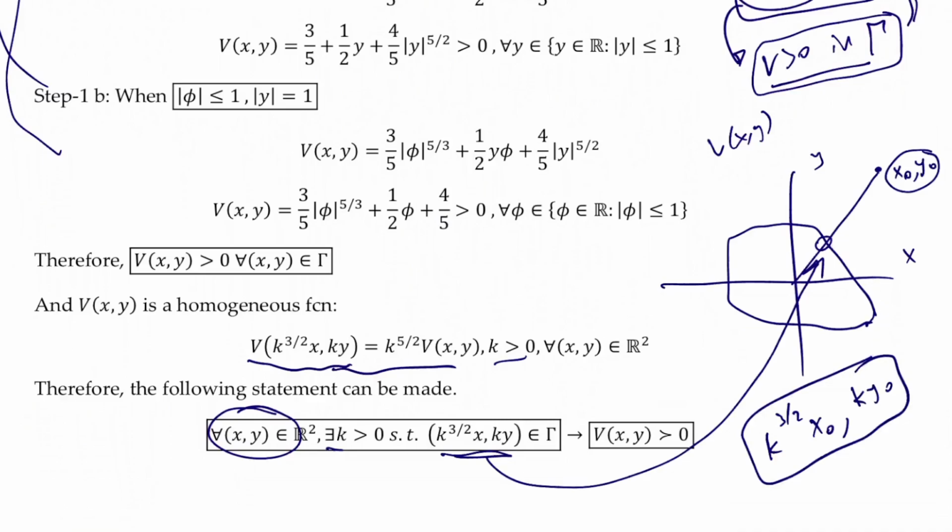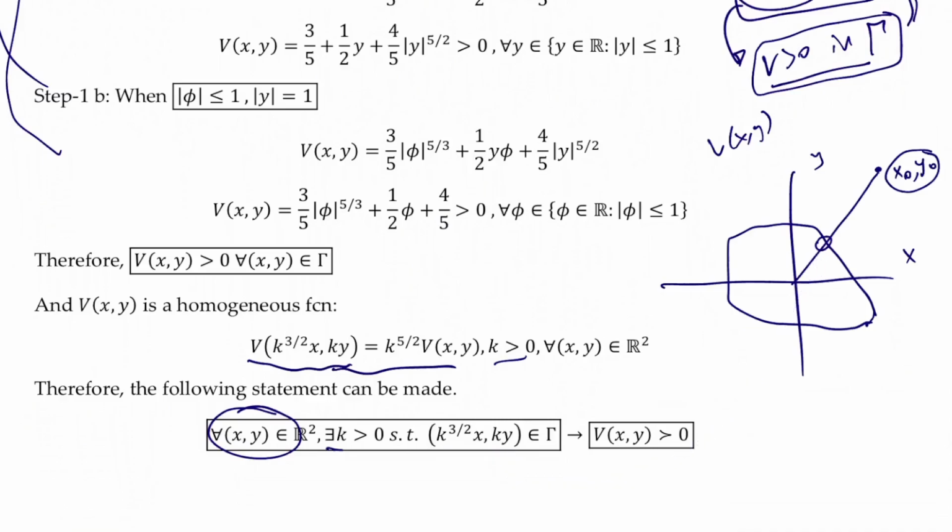And since we know that on this set V is positive, we are done, right? We have basically completed the proof of V being positive on the whole R2.